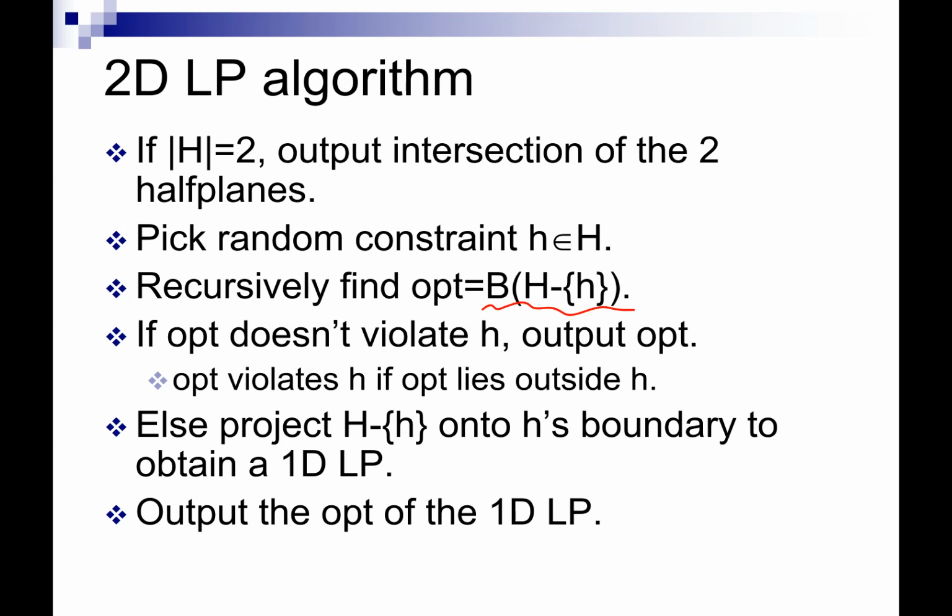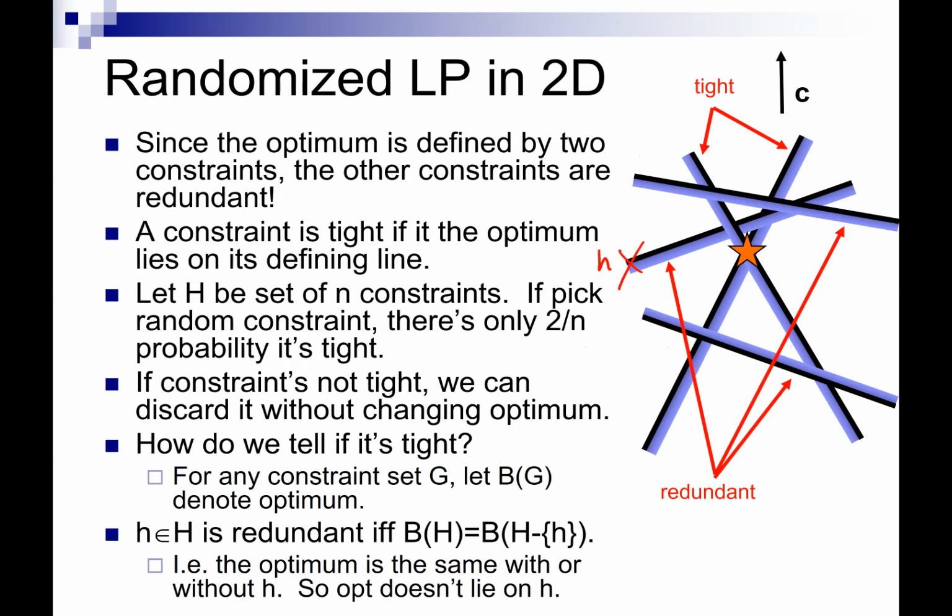Now suppose we've found this optimum. Then we check whether the optimum violates h. If it doesn't violate h, then we're going to output that optimum. So for example, if we pick h to be this constraint over here, then we have this optimum over here.